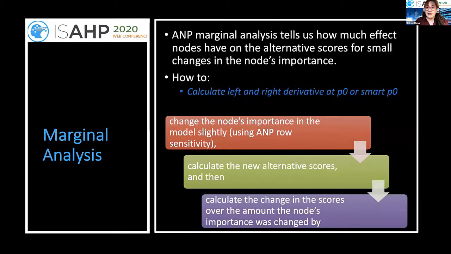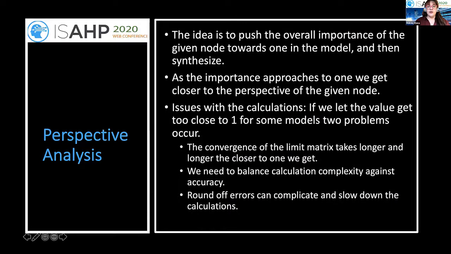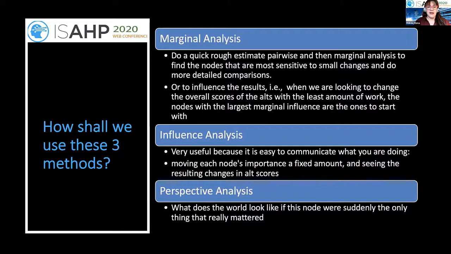With a marginal analysis, we can find the effect on the model when we change the node's importance slightly, and we can calculate the new alternative scores. We can do the same for the perspective analysis, where we let the value get very close to 1. We might find that there are some problems in the calculations there. However, we can algorithmically find out the perspective analysis.